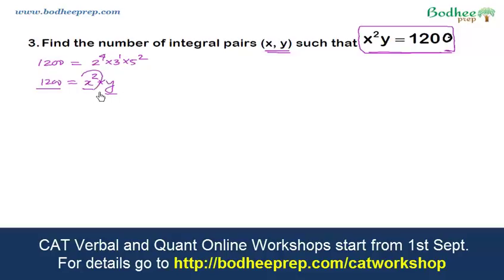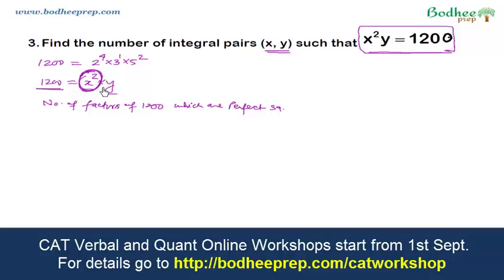So x square is given, so we can say that x square would be a factor of 1200. So we need to find the number of perfect squares which are factors, the number of factors of 1200 which are perfect squares, right? Because x square is there and we know that x square would be a factor of it.